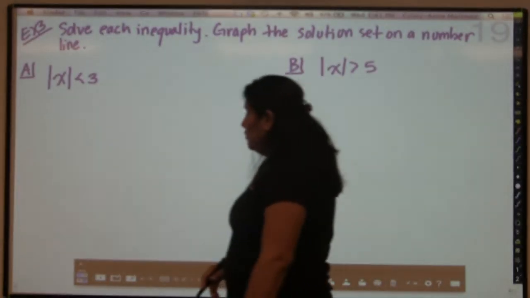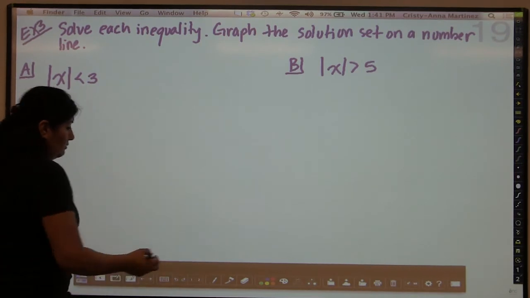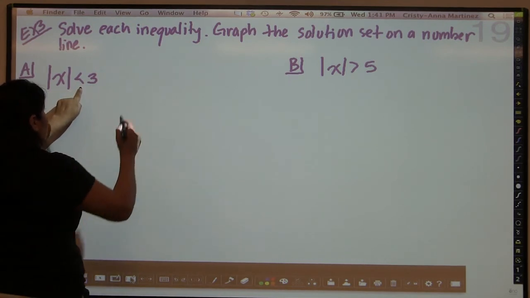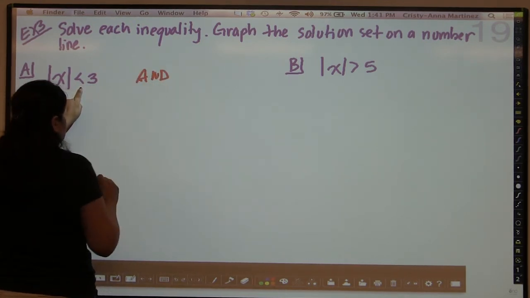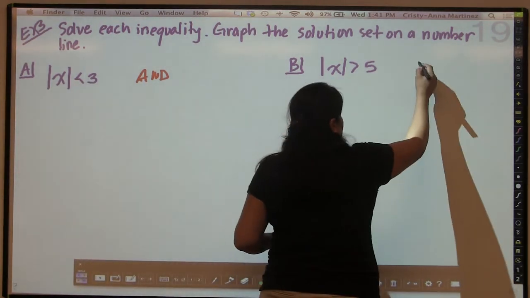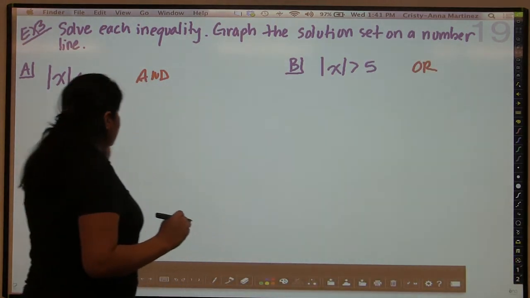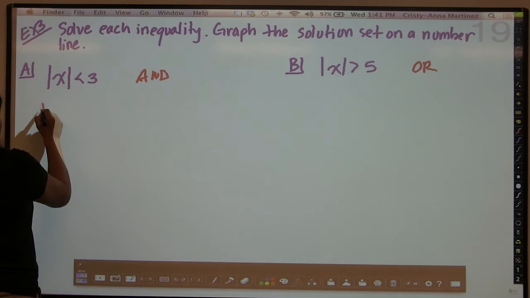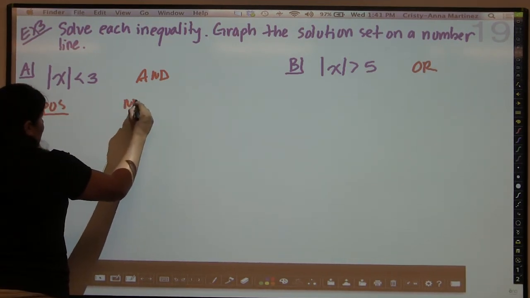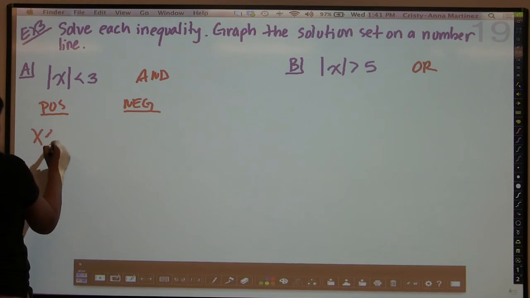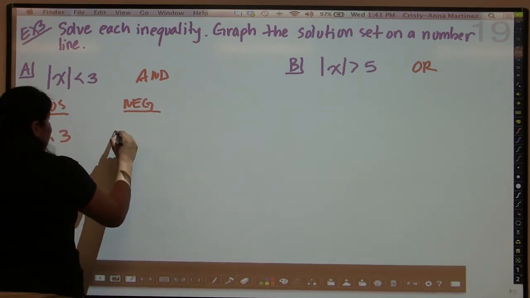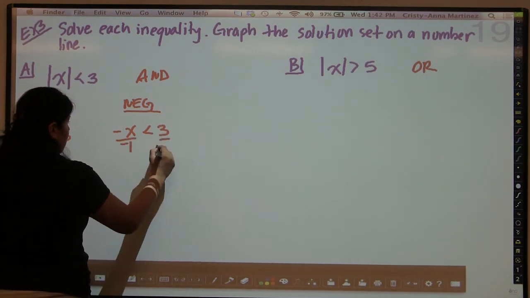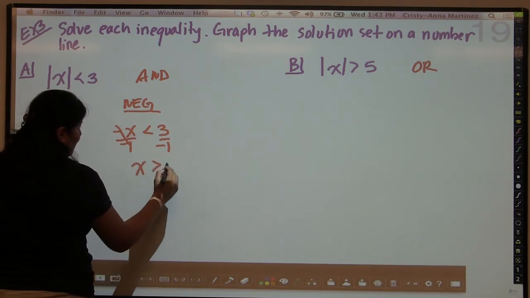So in the case of absolute value, we have ands and ors. Generally speaking, when you're dealing with absolute value and you have a less than, it's going to end up being an and. And when you have a greater than, it's going to end up being an or statement. And so what we're doing here, I'm going to show you with absolute value, you have a positive case and a negative case. So we're saying that x is less than 3, that's the positive case, or negative x is less than 3. And because it's a negative x, you can divide by negative 1, and then x becomes greater than negative 3.